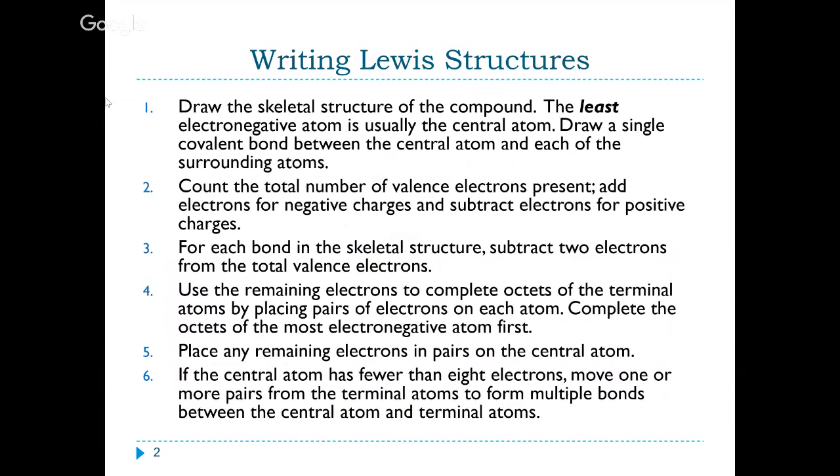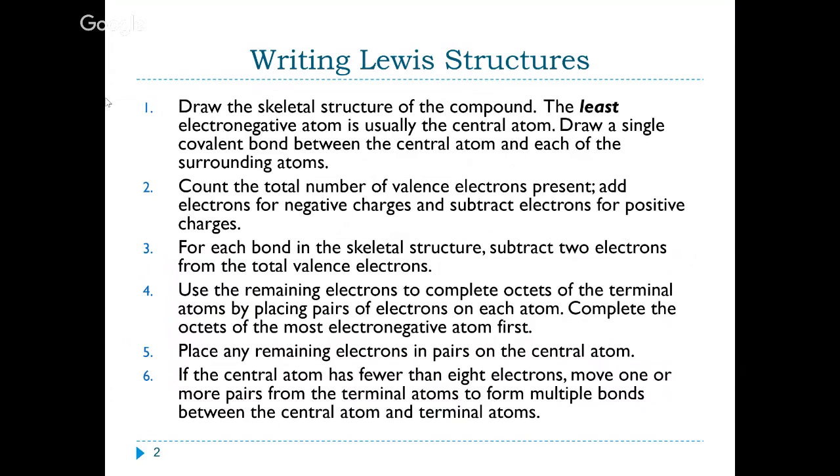We identify our central atom: it's either the only one that's there, or it's the one that can make the most number of bonds, and sometimes it's going to be the least electronegative atom. So one of these things is going to lead you in the right direction to figuring out which atom goes in the middle. Each atom that surrounds the central atom has to be connected at least one time. So you draw your single line from the central atom to all the surrounding atoms.